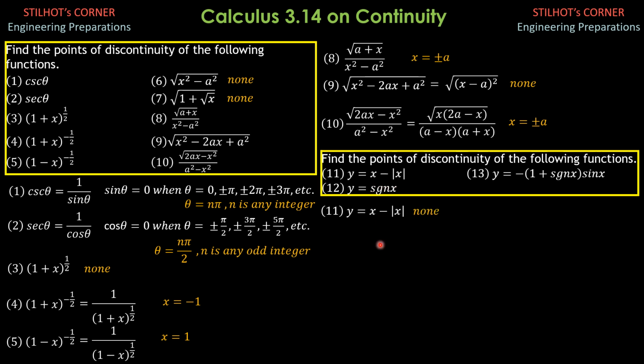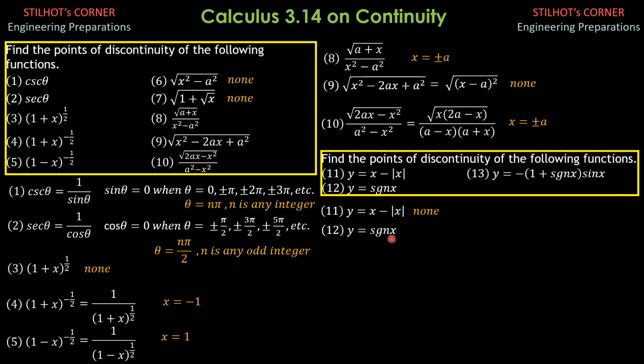So none. Number 12, y is signum of x. We know that when x is negative, signum of x is negative 1. When x is positive, signum of x is positive 1. And when x is 0, signum of 0 is 0. So those are different values. Therefore, the point of discontinuity is when x is exactly 0.